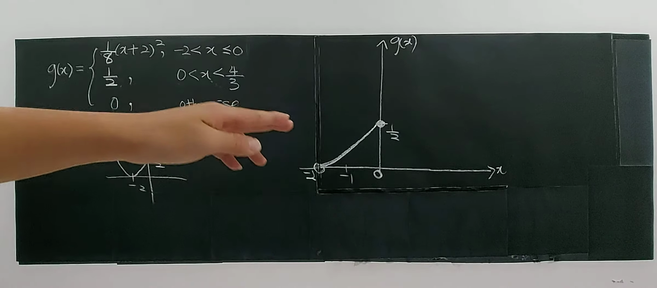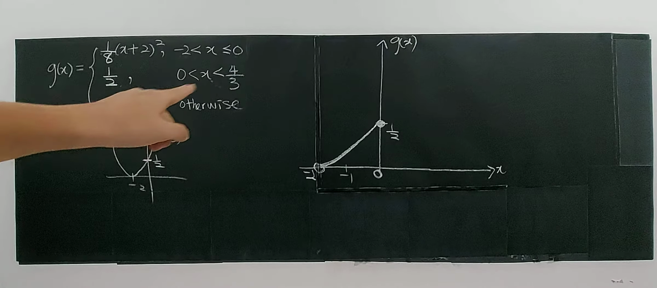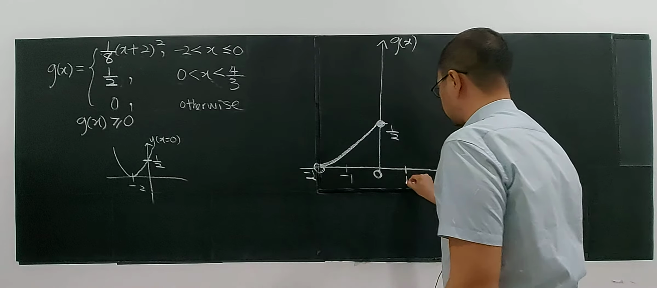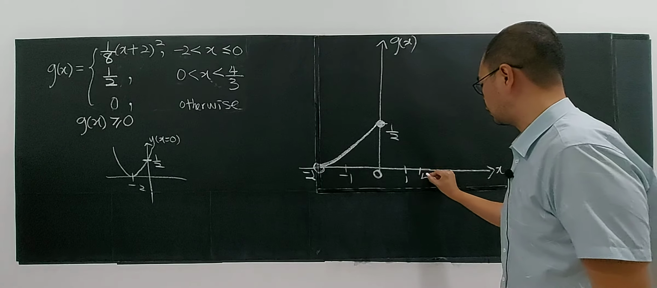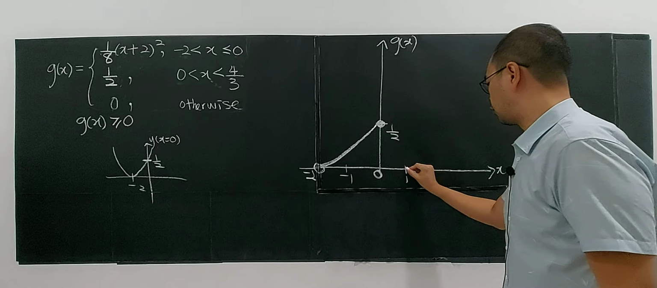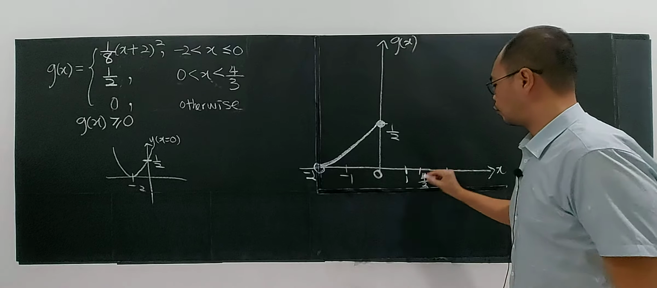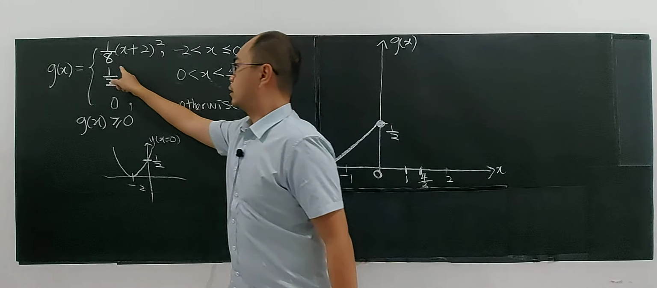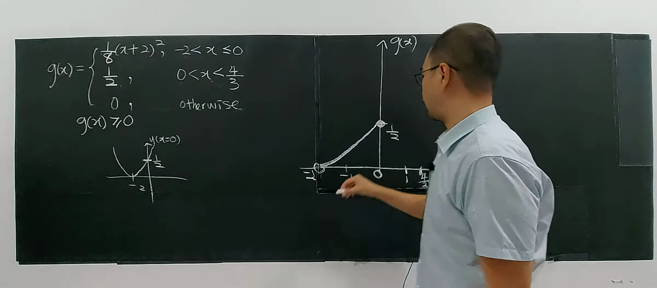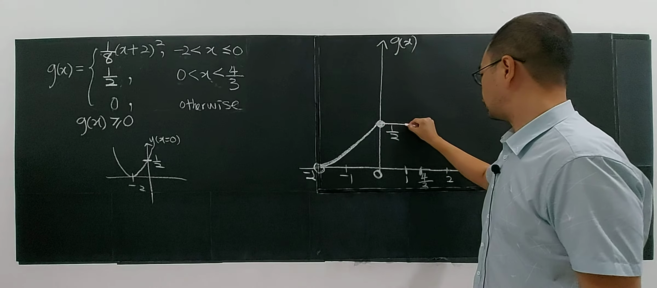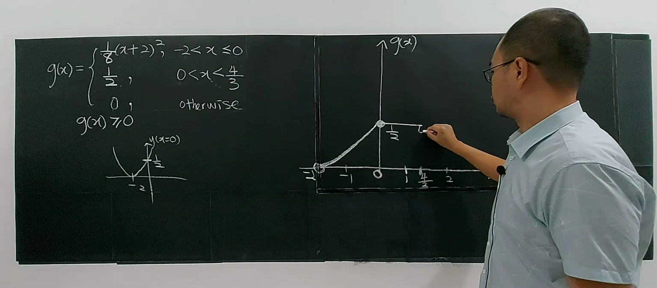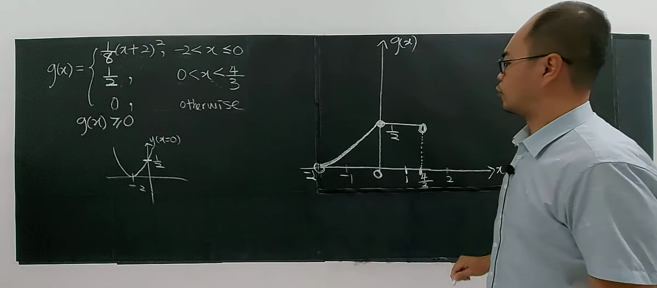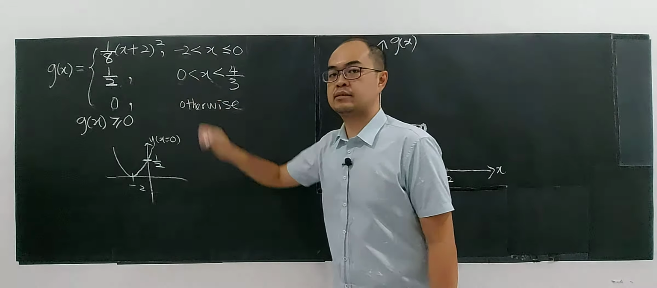Later on, from 0 up to 4 over 3, where 4 over 3 is 1.33, around here, more than 1 but less than 2. From 0 up to 4 over 3, it is a horizontal line at y equals 1 over 2. Then there's an empty circle here. So this is the graph for this probability density function.